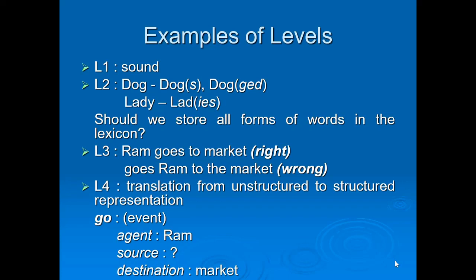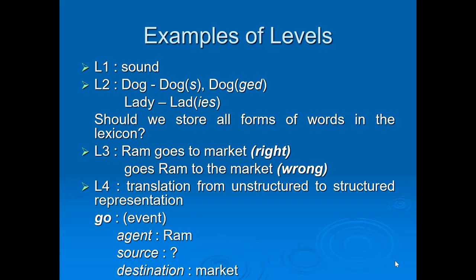So what I am talking about is grammar. You must have studied in your previous classes about parts of speech: noun, verb, adverb. This is all related to the third level, and here it goes for the fourth. The fourth one is translation from unstructured to structured representation. As I told you, it was the meaning mode, or semantic mode, where the meaning is important. If I analyze the sentence Ram goes to market, I want to find the meaning of the sentence.